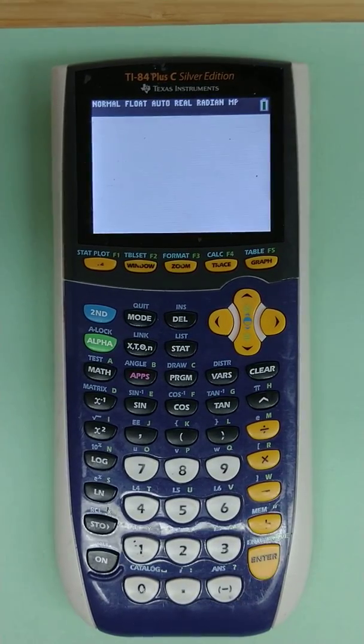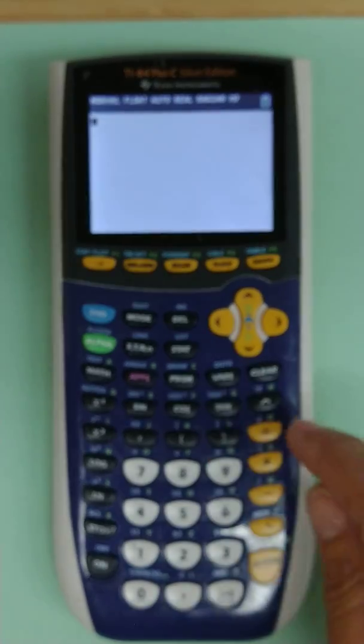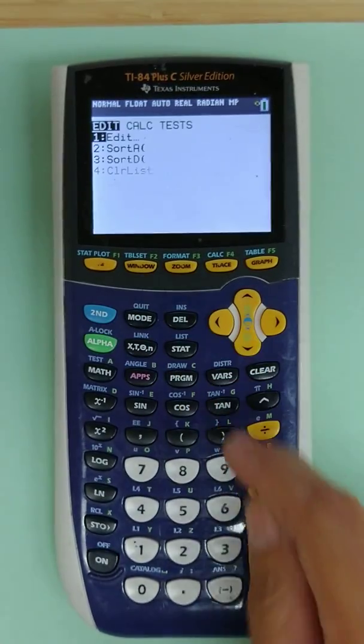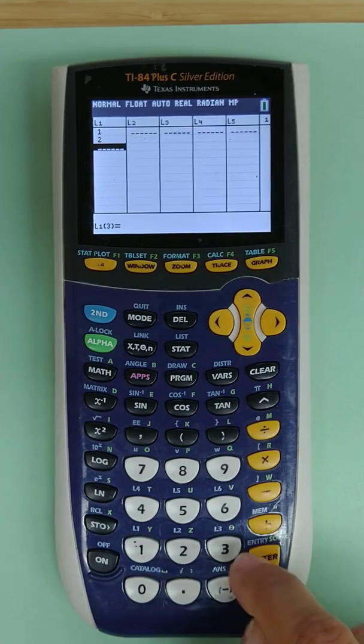These are the solutions to Quiz 1 calculator section. Problem 1 says to enter the following data into list 1 and 2 and make a scatter plot that fills the viewing window. To enter the lists, you go to Stat, Edit, and then you just punch in the data.